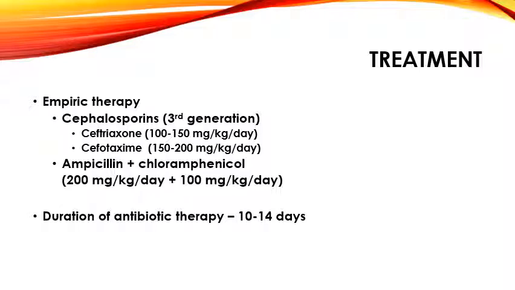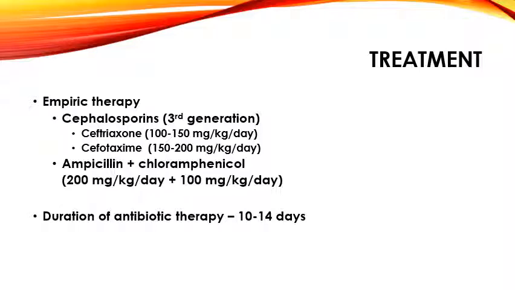Cephalosporins, we usually use the third generation cephalosporin. The commonly used drugs are ceftriaxone and cefotaxime. The dosage of these antibiotics for meningitis is quite high. So if you are giving ceftriaxone, you have to give 100 to 150 milligrams per kg per day. For Taxim, you can give 150 to 200 milligrams per kg per day. This dosage is a little bit higher than what we use for other infections.